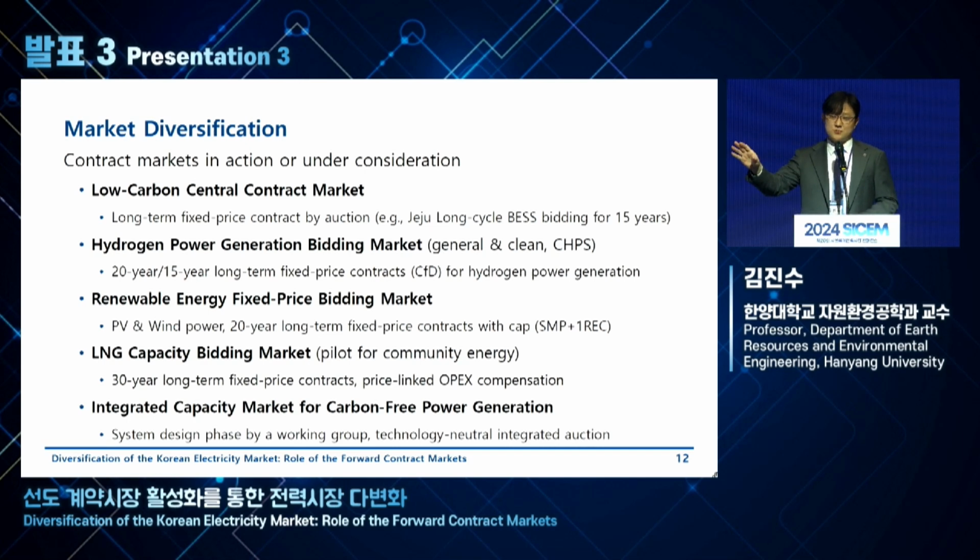As you know, there are two types of hydrogen. One is general and the other is clean. For the general one, from the year before last year, it has already been established. And about the clean hydrogen power generation bidding market, I am going to come back later. And then the renewable energy fixed price bidding market, and this is about PV and wind power, and this is undergoing. And there is a cap, and the standard is S&P plus 1 RC. And fourth is the LNG capacity bidding market, of which bidding was just completed.